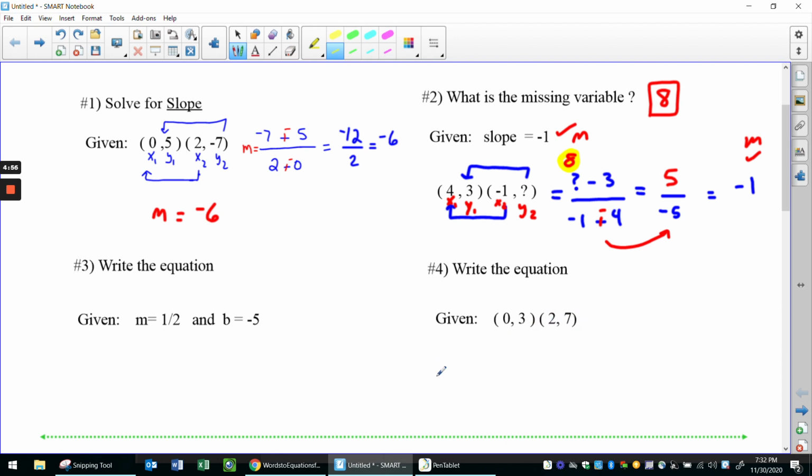Just to get you started, to remind you, I'm sure you do remember, slope-intercept form is y is equal to mx plus b. And we want you to be able to write both of these, number 3 and 4, in slope-intercept form. We'll come back to it.